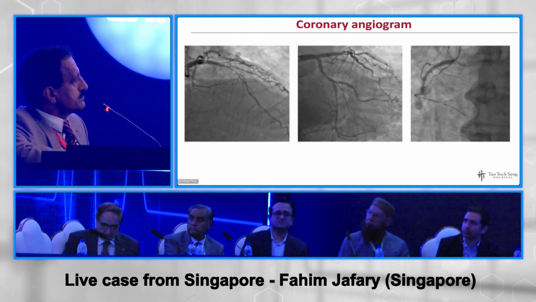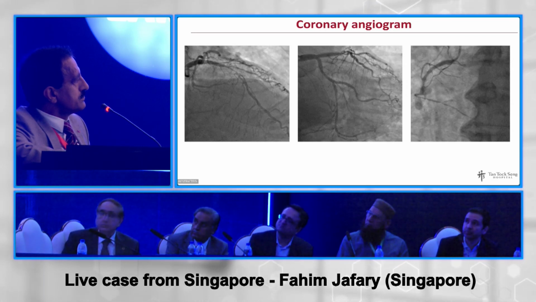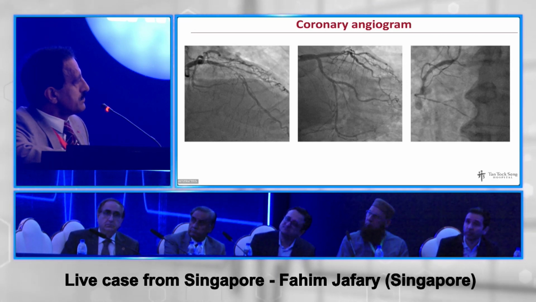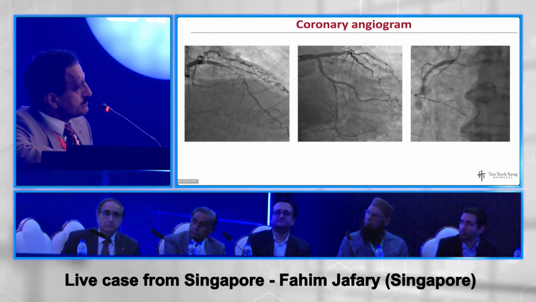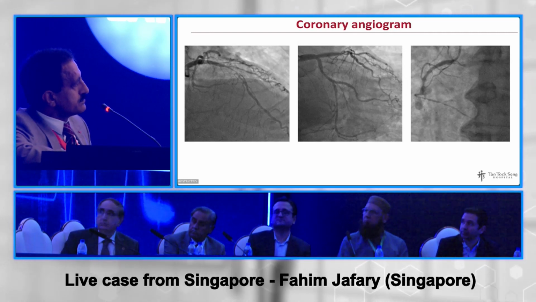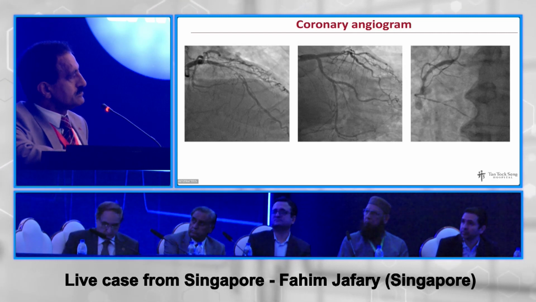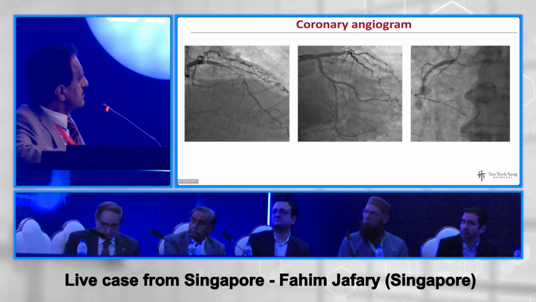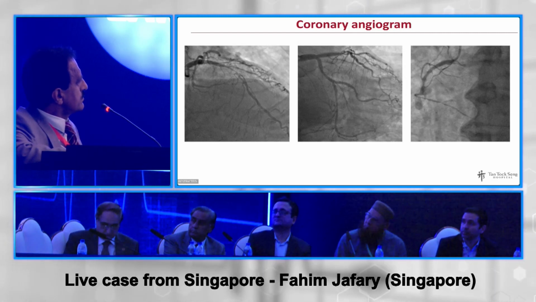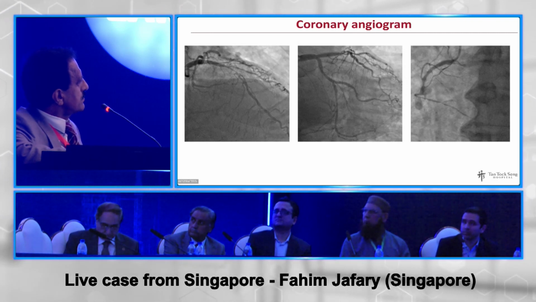These are the still images of the patient. You can see that he has a very critical disease in the mid-LAD, and there's some moderate disease in the left circumflex and OM. And the RCA, you can see that it's an occlusion in the mid-RCA onwards, which involves the previously implanted stents. Next.